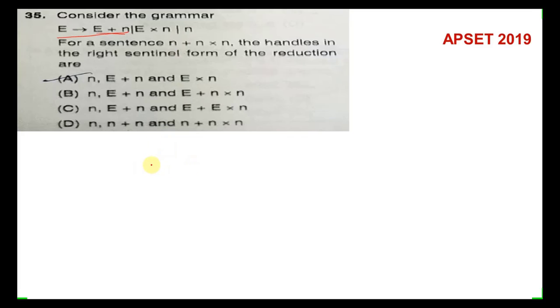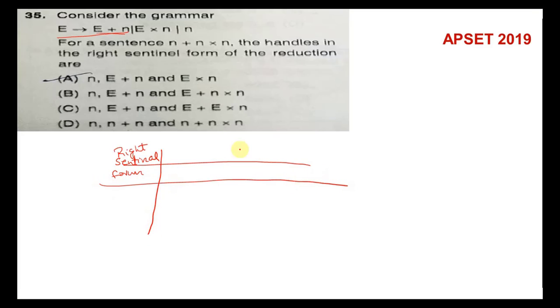For this one, draw a table which contains the right sentential forms, then the handles, and finally the production rule. Now in this given string n plus n into n, I am writing the same string, and this n is to be reduced by using the third production rule, that is E tends n.